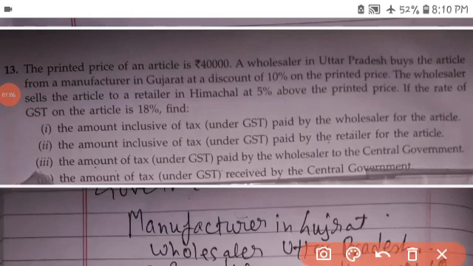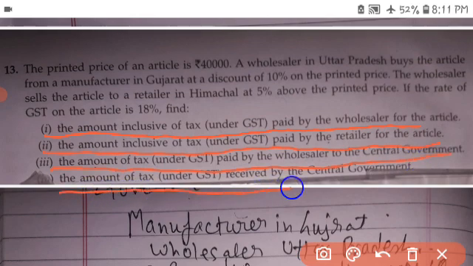Again, repeated here. The wholesaler sells the article to a retailer in Himachal at 5% above the printed price. If the rate of GST of the article is 18%, first find out the amount inclusive of tax under GST paid by the wholesaler for the article. Second, the amount inclusive of tax under GST paid by the retailer for the article. Third, the amount of tax under GST paid by the wholesaler to the central government. Fourth, the amount of tax under GST received by the central government.